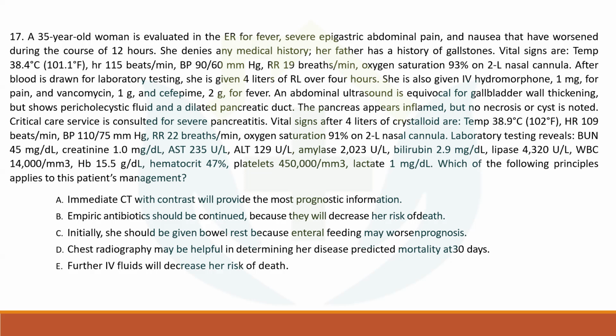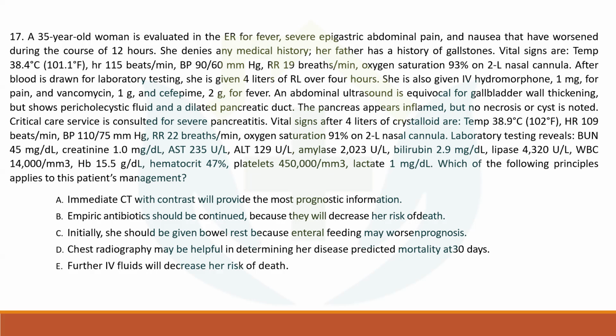Father has a history of gallstones. The vitals are: temperature 38.4, heart rate 115, BP 90/60, respiratory rate 19, oxygen saturation 93% on 2 liters. After blood is drawn in the laboratory, she is given 4 liters of RL over 4 hours. She is given IV hydromorphone 1 milligram for pain, vancomycin 1 gram, and cefepime 2 gram for fever.